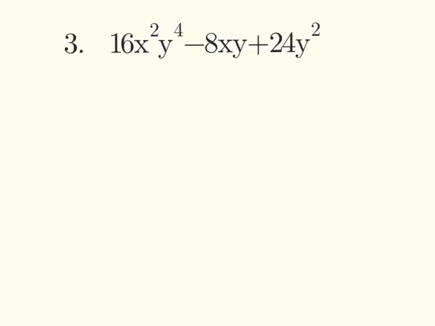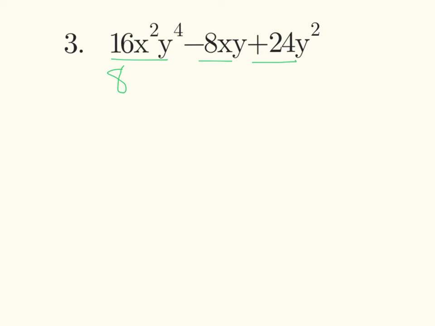All right, next one. Okay, so we have 16, 8, and 24. Largest number that'll go into all of those is 8. Now I'm going to look at my variables. So I have x to the second, I have x, and I don't have an x here. So we can't factor out any x's. So let's look at the y's.